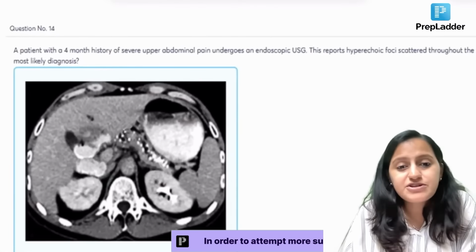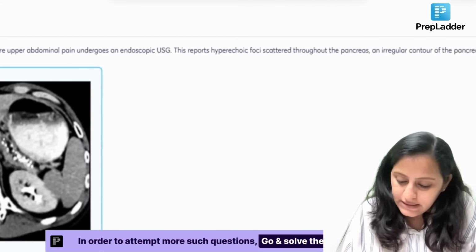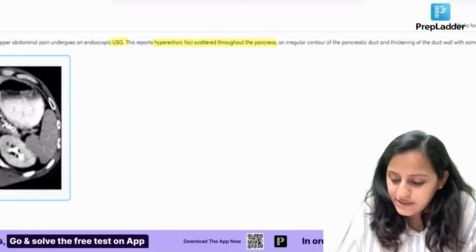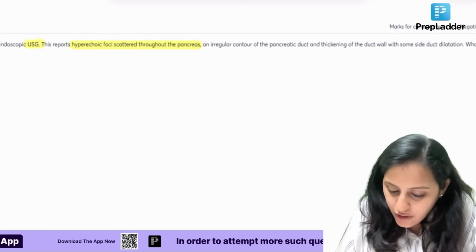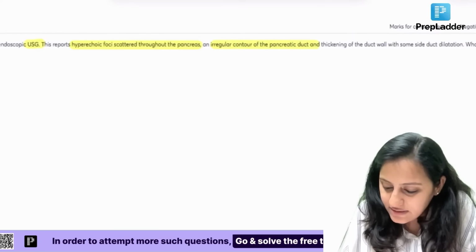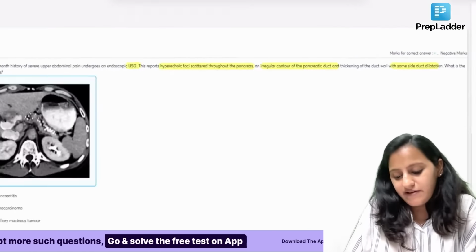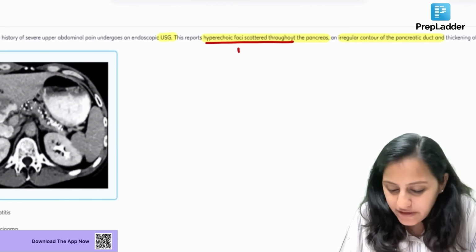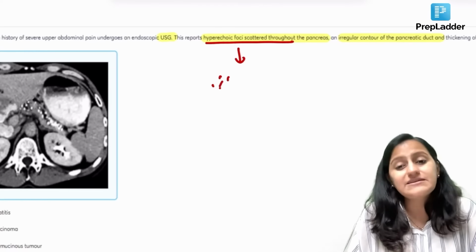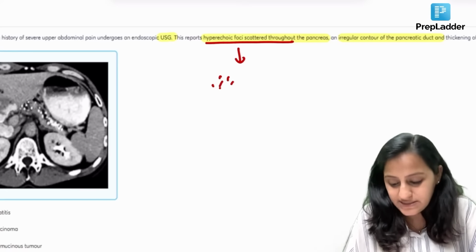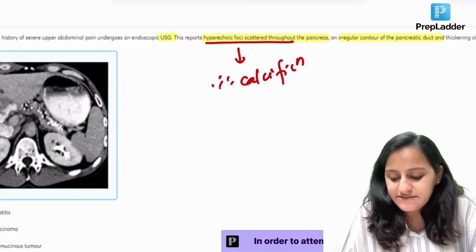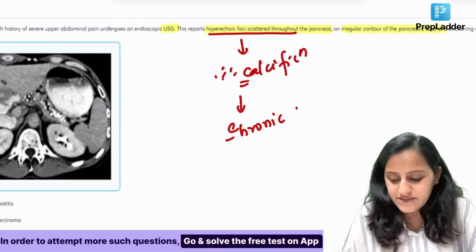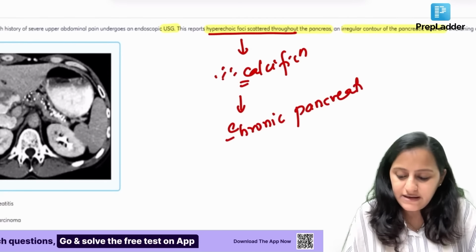Patient with 4-month history of severe abdominal pain, hyperechoic foci scattered throughout the pancreas on USG. There is irregular contour of the pancreatic duct, duct dilatation. So even if you don't have a look at the image, what do these hyperechoic foci scattered throughout the pancreas represent? What is hyperechoic foci on ultrasound? That is calcification. Pancreatic calcification, C for C, remember it is chronic pancreatitis.